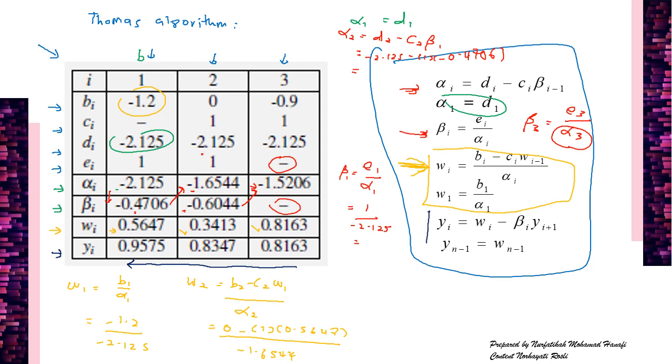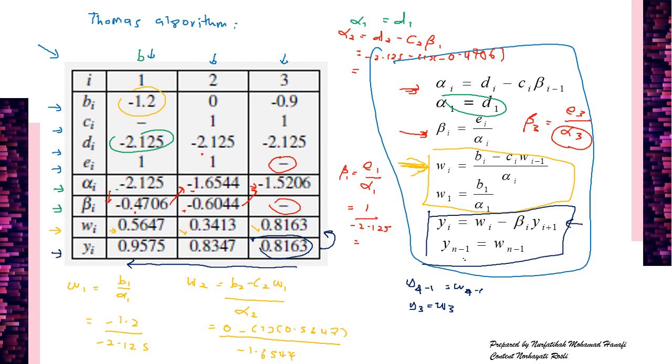This is the formula for y. We start with yn minus 1. So y(n-1) is equal to w(n-1). Here n is equal to 4, so y3 is equal to w3. This is the value for w3. That means y3 is equal to 0.8163. Then how do we calculate our y2?